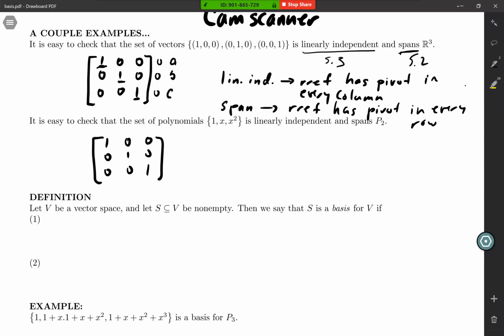All right, so this leads us to our next definition, because both of these sets satisfy both of those conditions. They are linearly independent and they span. So that gives us the idea of what we refer to as a basis.